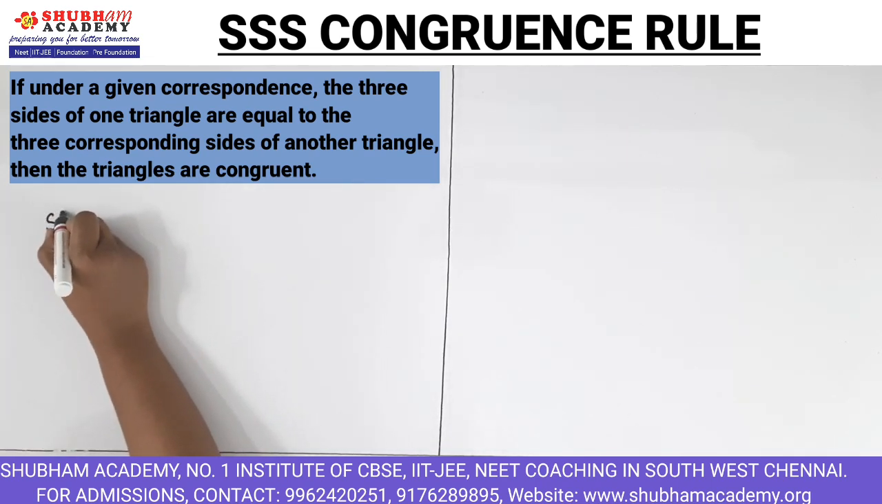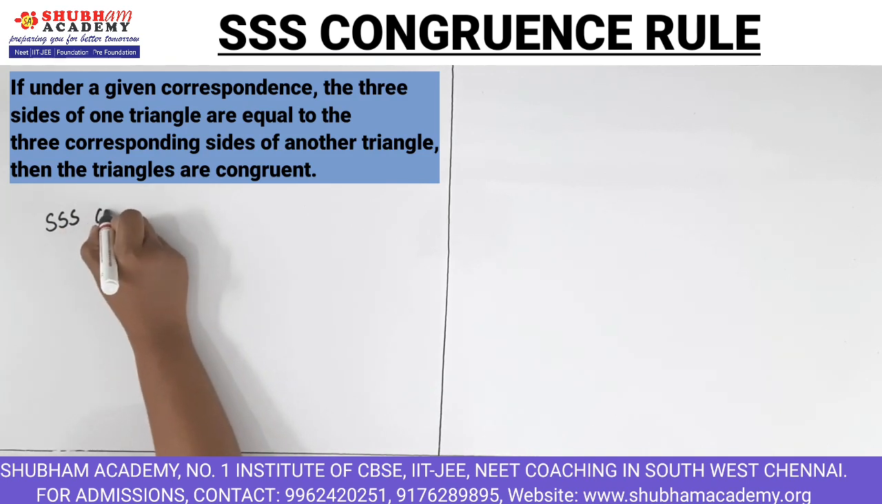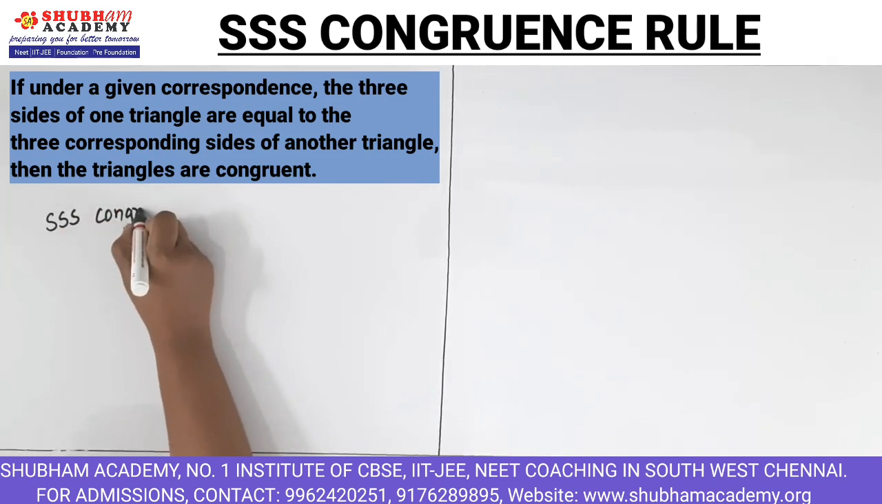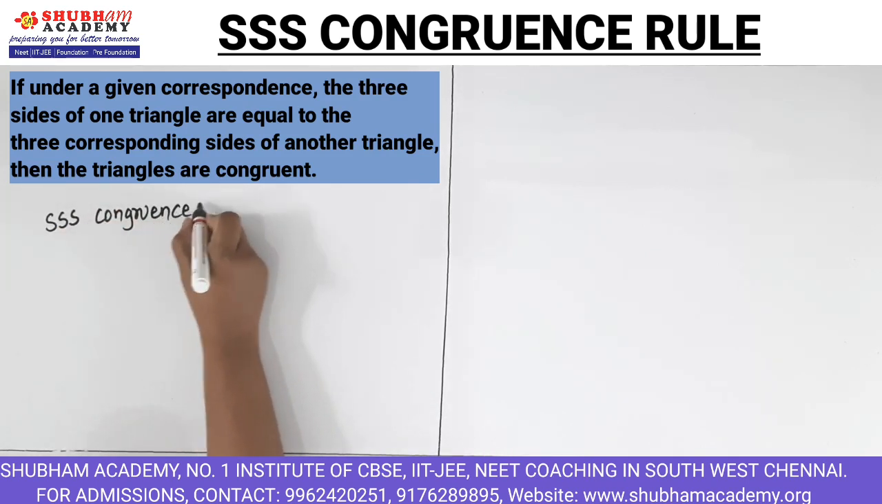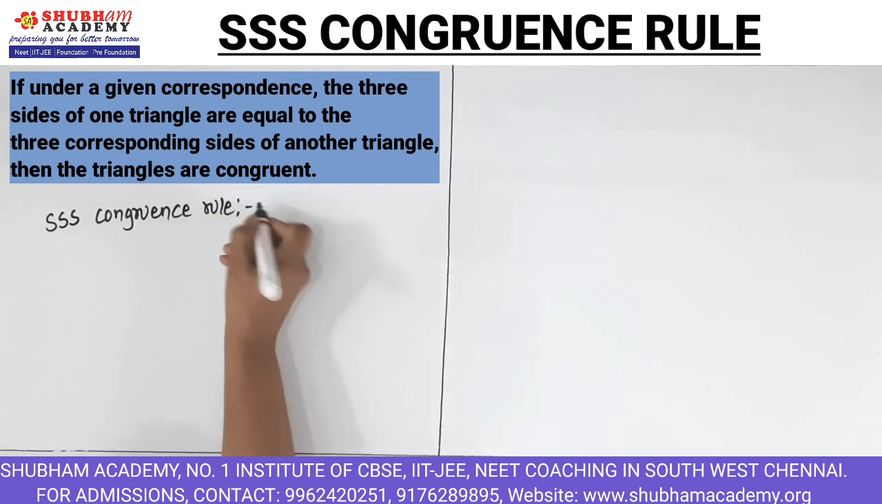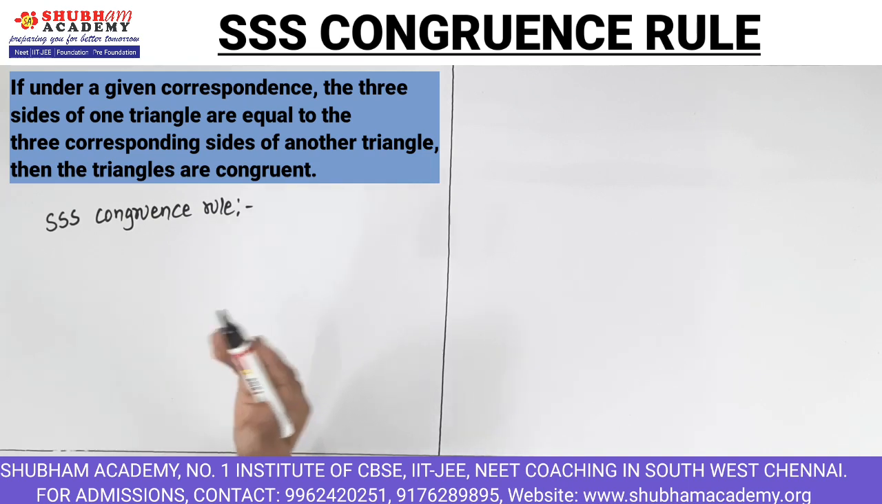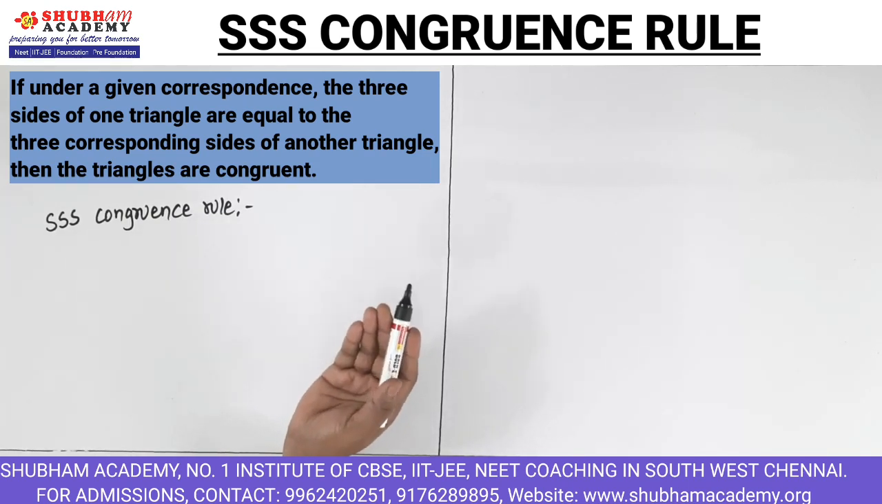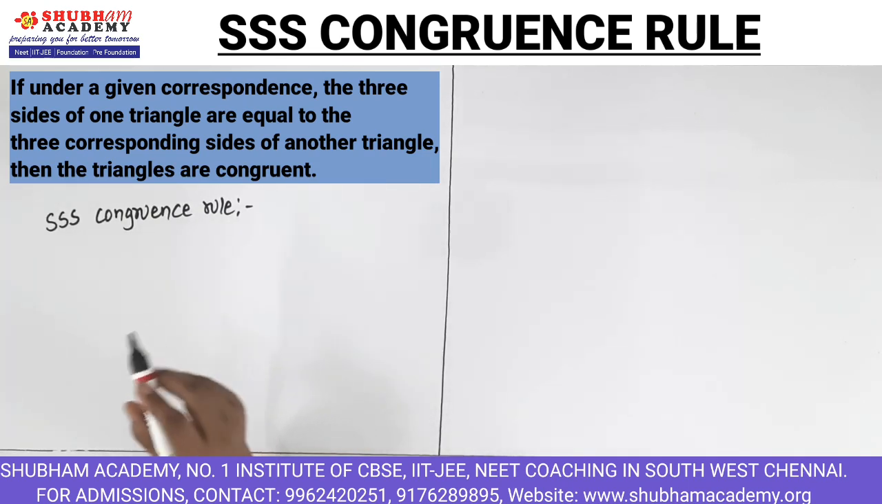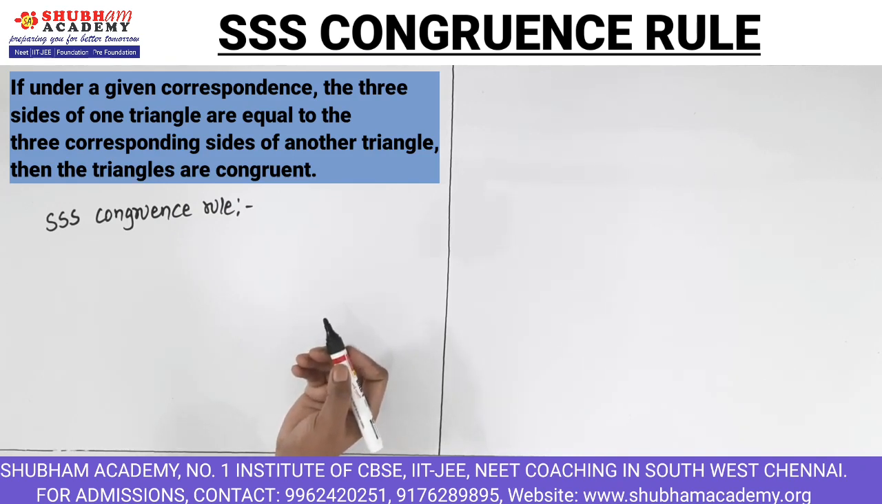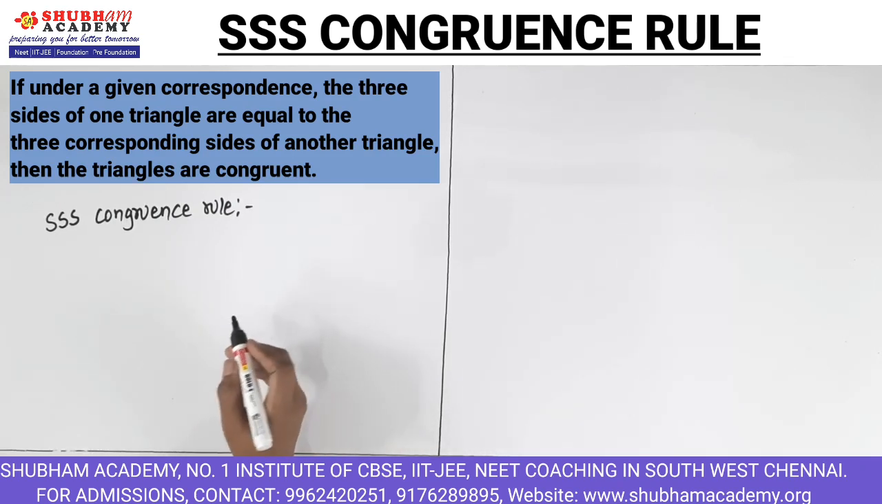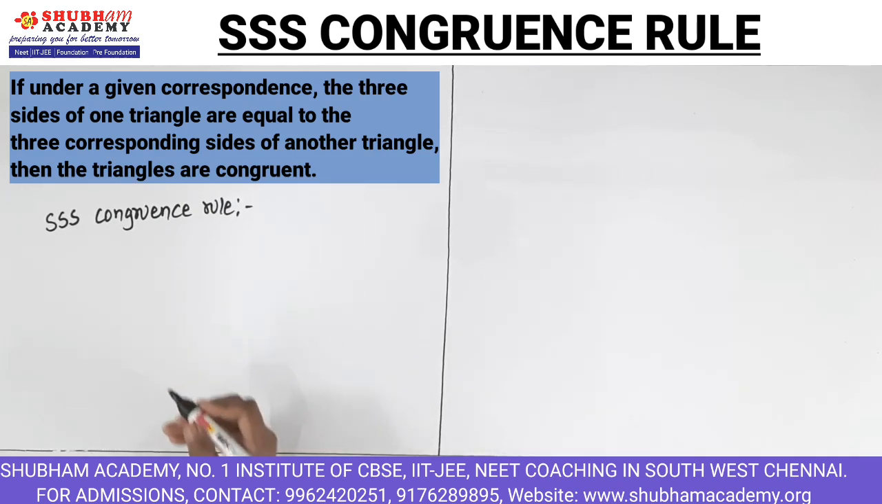The SSS congruence rule says if three sides of one triangle are equal to the corresponding three sides of another triangle, then both the triangles under consideration are congruent to each other. We'll understand it in a better way through an example.